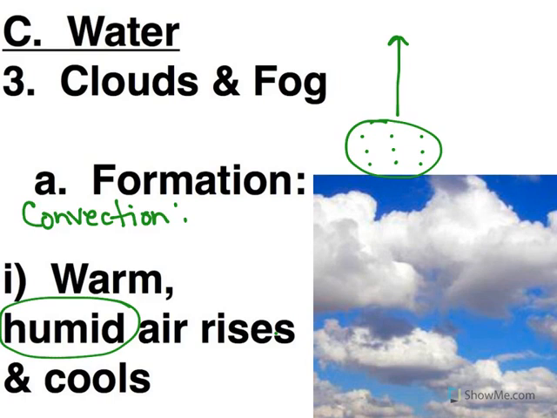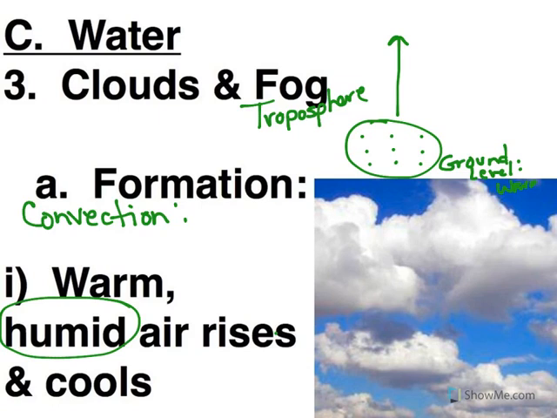But of course we know in our atmosphere, in the troposphere, because that's the only part of our atmosphere where weather occurs, here at ground level is where it's warmest. And then as you go up higher, of course, it gets cooler. So as that cools, our air mass is going to shrink.